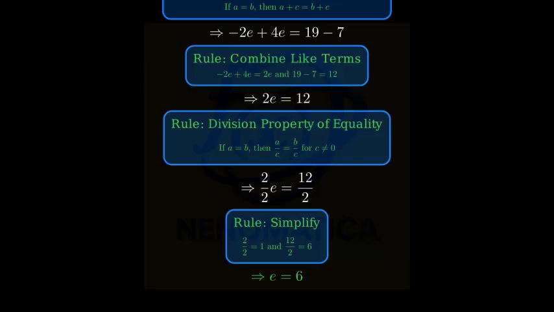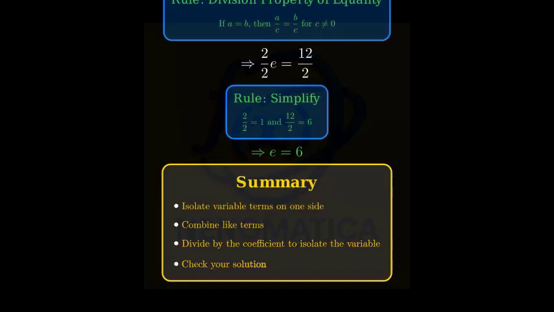Let's summarize what we've learned about solving linear equations. First, we need to isolate the variable term by moving all other terms to the opposite side of the equation. We can do this by using the addition or subtraction property of equality. Then, we combine like terms on both sides of the equation. Finally, we isolate the variable by dividing both sides by the coefficient of the variable. Remember to check your solution by substituting it back into the original equation. These steps will help you solve any linear equation with one variable.